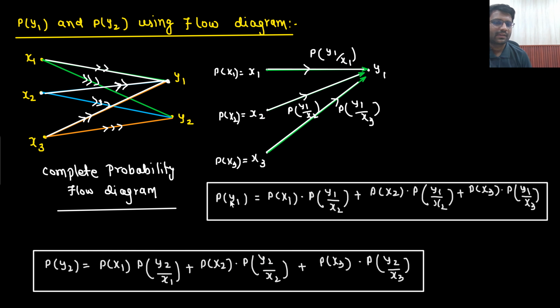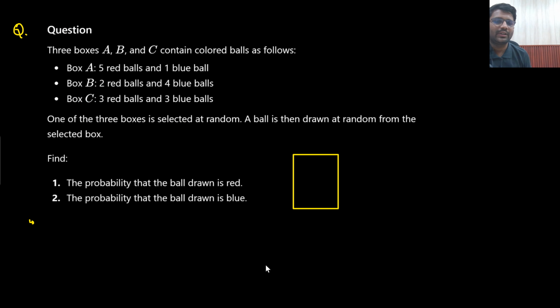Understandable? So this is how you can write down these probabilities. We will solve a numerical now. Every picture will be clear to you, so you will see why we are spending so much time. Everything will be clear to you.